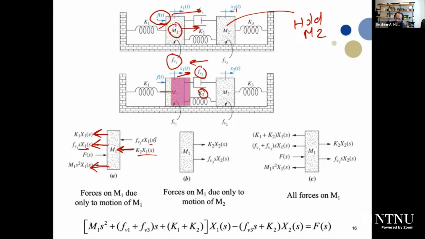So this is the first step, right? Just hold M2 and move M1 to the right-hand side, draw the free body diagram and write all forces.